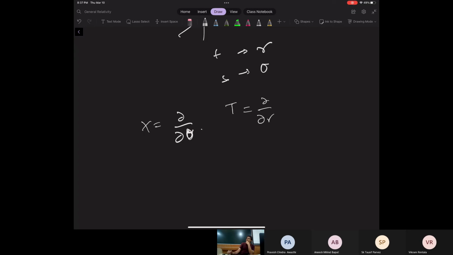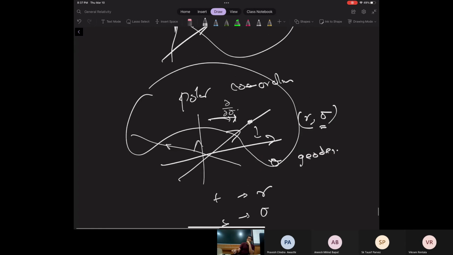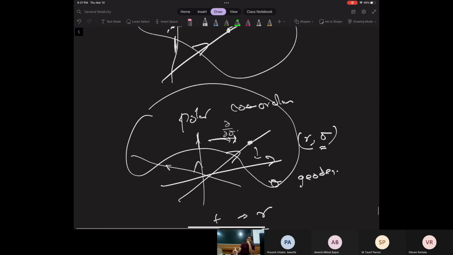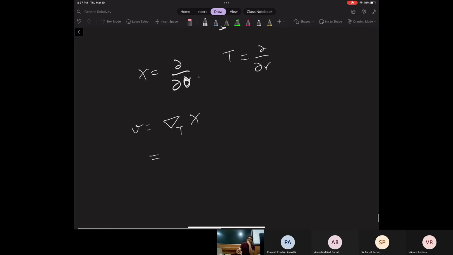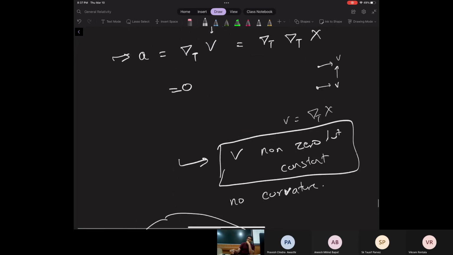Under some parameterization. Now what we want to know is what is partial t of x. This is the velocity. This is the deviation vector between two nearby geodesics. This is, as we've written before. Let's use this equation.